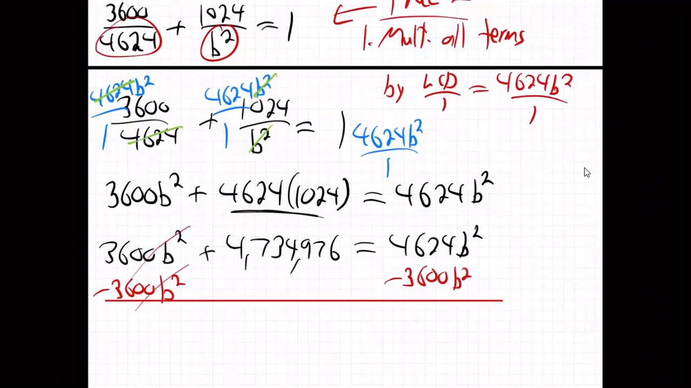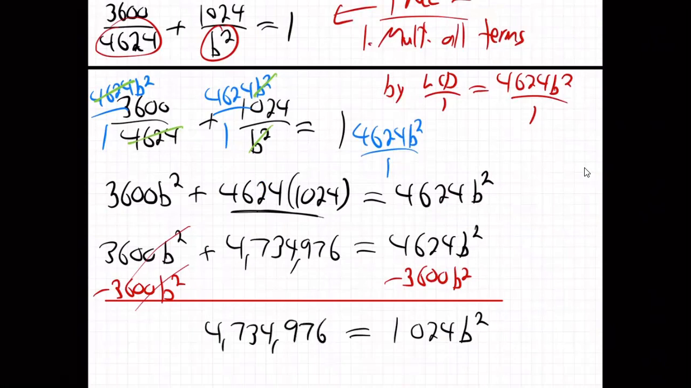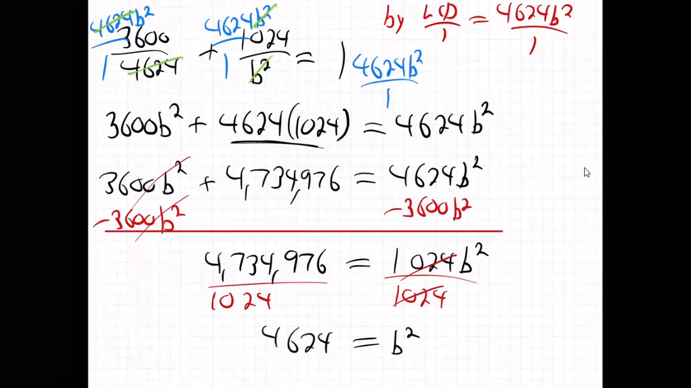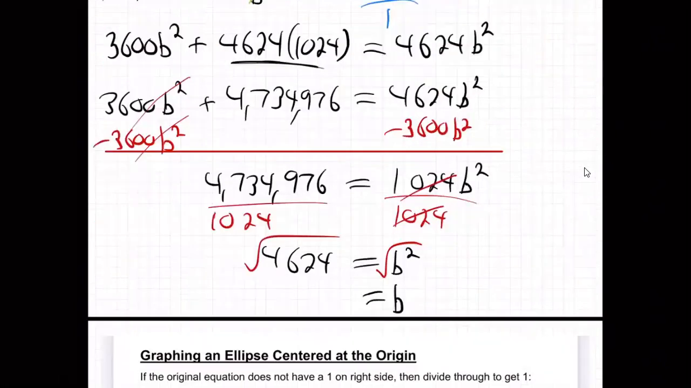What do we get? 1024 b squared equals 4,734,976. We are so close now. Now divide by 1,024. Boom, boom. I'm getting 4624, and then last step, root it, and we get the square root of that, which is 68. There it is. B is 68.